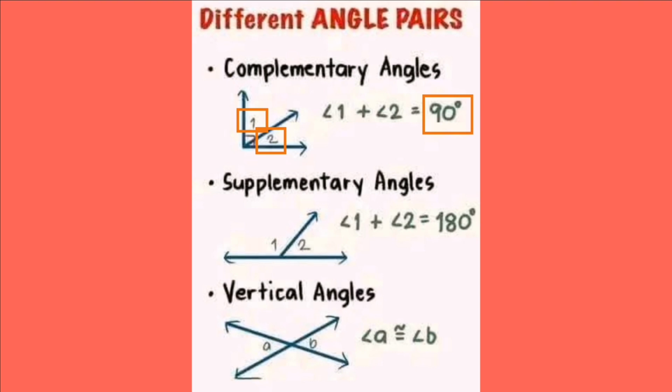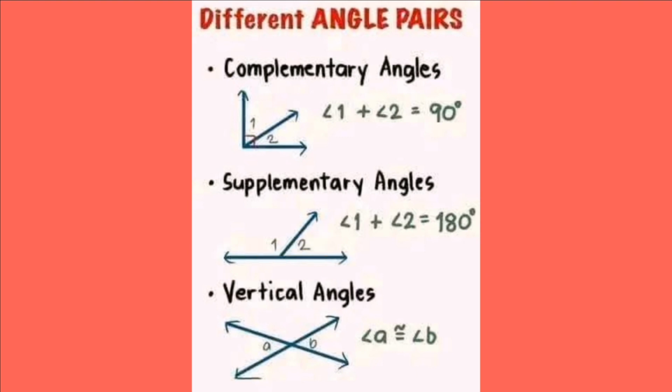Supplementary angles. Two angles, angle 1 and angle 2, are said to be supplementary angles if their sum is equal to 180 degree. So in the given figure, angle 1 and angle 2 are supplementary angles because their sum is equal to 180 degree.